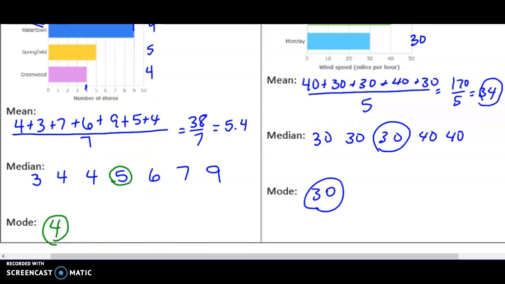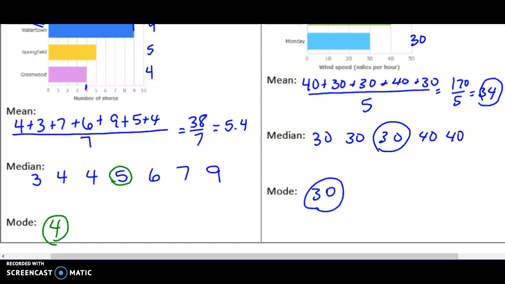Okay, for the mean, remember that's just the average. We're going to add up all those numbers, and since we were talking about 5 days worth of wind speed, that was divided by 5. So that should be 34. So the average wind speed was 34 miles per hour. The median was 30 and the mode was 30.